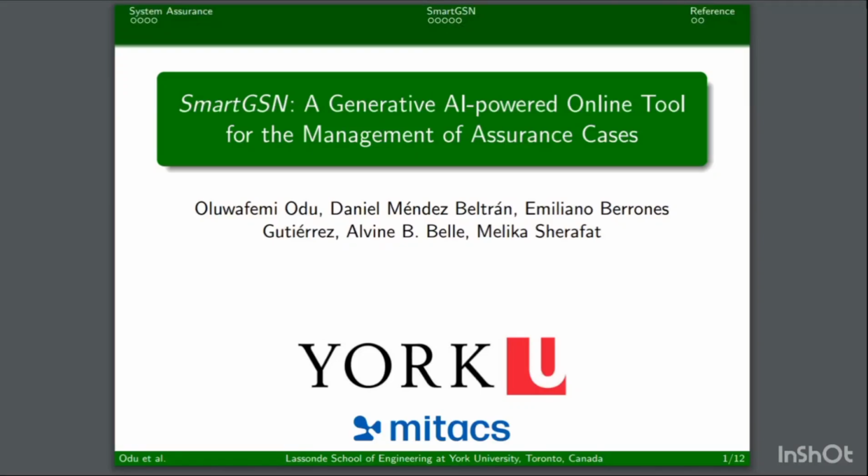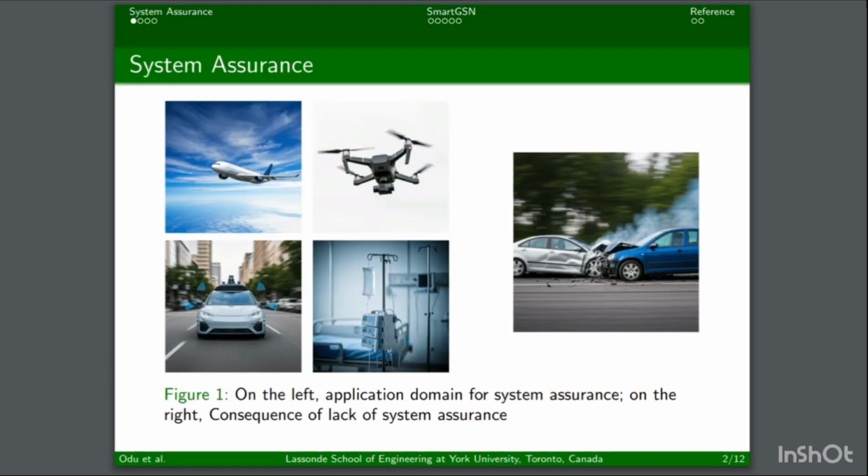Hello everyone, this is the presentation of SmartGSN, which is a generative AI-powered online tool for the management of assurance cases. System assurance is a process that involves building convincing and valid arguments that a system is sufficiently safe, secure, or reliable to operate in a particular environment. System assurance is important in several application domains such as aviation, automotive, and healthcare to help prevent system failure.